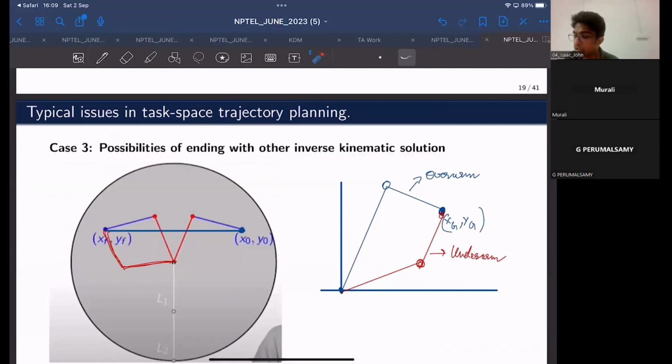So these are the three possible cases that we have seen in task-based trajectory planning. But if we had planned this straight line interpolation in joint space, the robot would have ended up with this configuration, right? This position would rotate something like this. The end effector would assume a path something like this, and the final configuration would be like this, instead of like this, if we had planned in joint space.